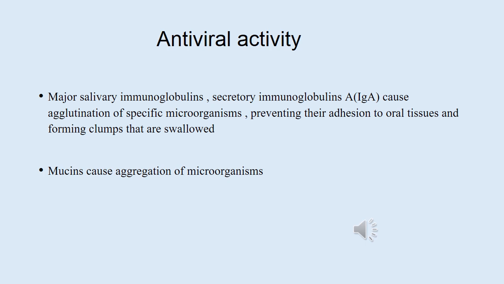Antiviral activity. The major salivary immunoglobulin IgA causes agglutination of specific microorganisms, preventing their adhesion to oral tissues and forming clumps that are swallowed. Mucin causes aggregation of microorganisms.